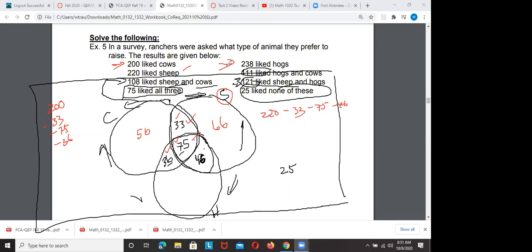And finally, hogs is 238. Subtracting everything that's in the hogs: minus 36, minus 75, and minus 46. 238 minus 36 minus 75 minus 46, and there are 81 left over in hogs. Now, when I add up hogs, it adds up to 238. So we filled out the entire circle.